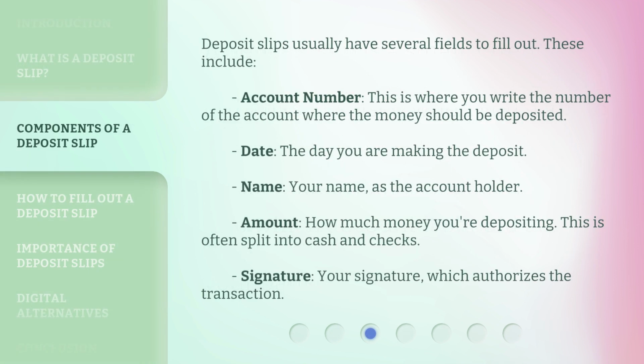Deposit slips usually have several fields to fill out. These include account number. This is where you write the number of the account where the money should be deposited. Date, the day you are making the deposit. Name, your name, as the account holder. Amount, how much money you're depositing. This is often split into cash and checks. Signature, your signature, which authorizes the transaction.